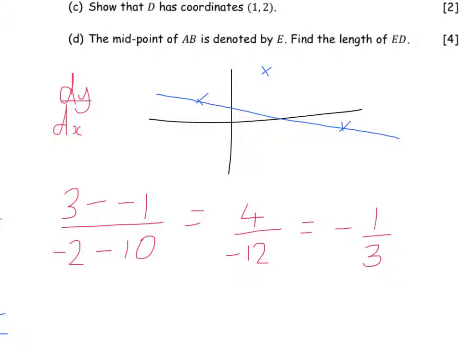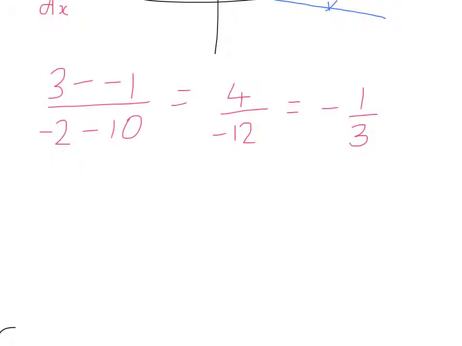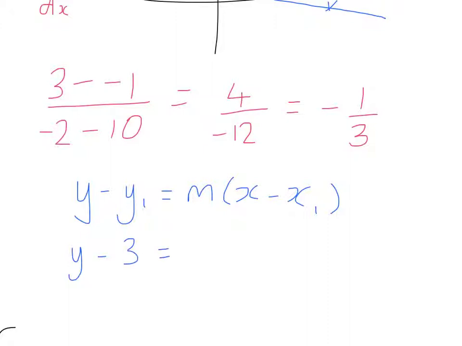The next part says to find the equation of that line and find the equation of CD. So to find the equation of that line, I would do my y minus y1 equals m x minus x1. I've just found what m is. M is my minus a third. So I can substitute in my values. I'll choose coordinates A. Be careful of your negative with the x here. So you've got x, and that turns to a plus 2.